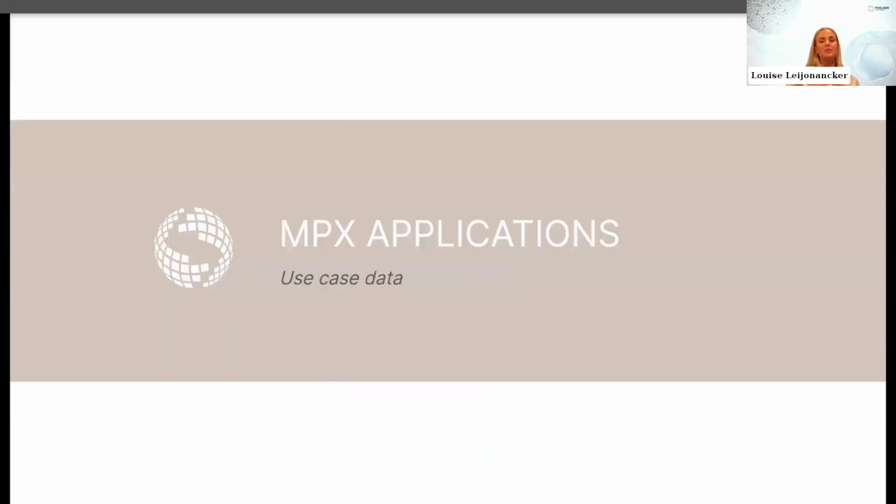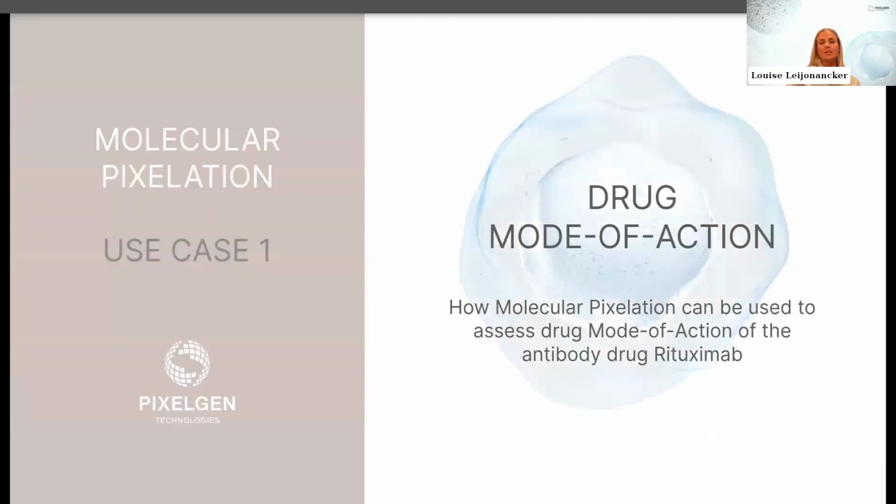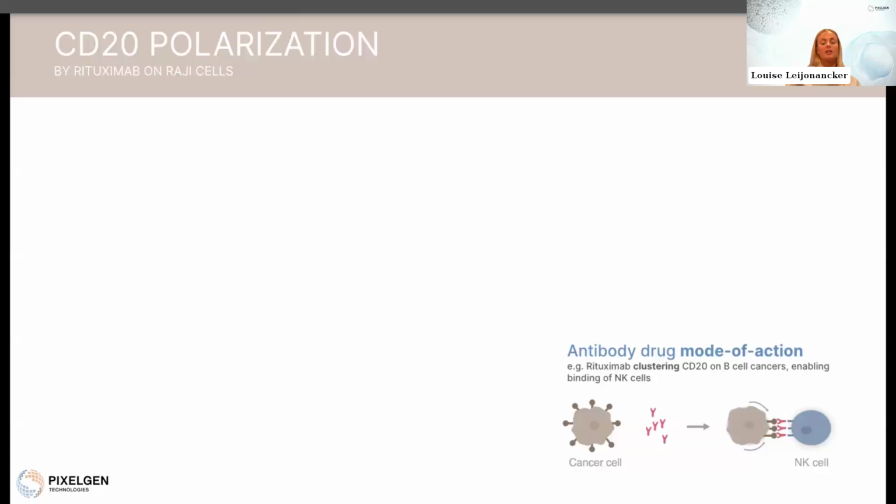Now I want to guide you through the MPX applications and some use case data. So the first use case is a drug mode of action. Here we looked at how molecular pixelation can be used to assess the drug mode of action of the antibody drug rituximab. And I showed this figure in the beginning. I don't know if you remember, hope you do, but I will walk you through it again.